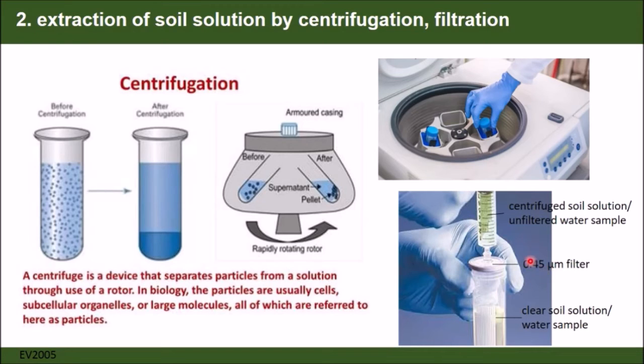So everything which is larger than that will remain in the filter here and is of no interest to us. Yeah? So we use the clear soil solution after filtration, which may also be a clear water sample, depending on what you pushed through the syringe here, right? And we use that for further analysis. So this is the extraction of soil solution by centrifugation and filtration.